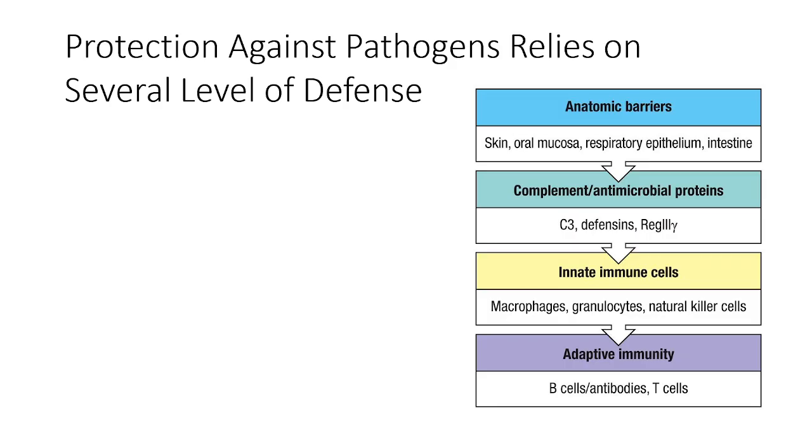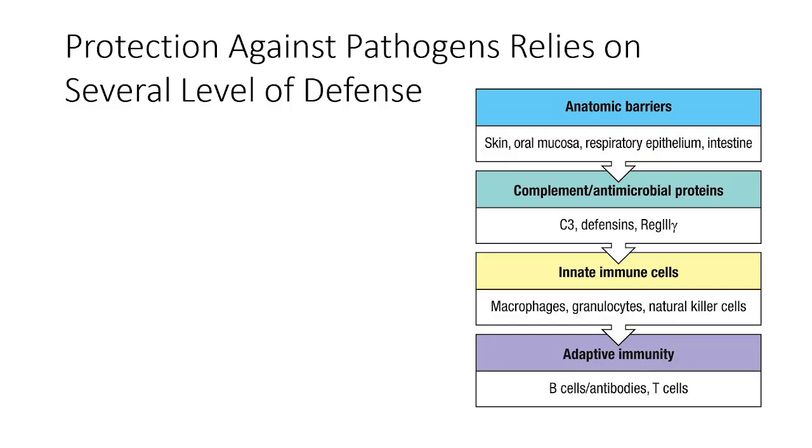Okay. So the protection against pathogens relies on several lines of defense: you have the anatomic barriers, the complement antimicrobial proteins, the innate immune cells, then the adaptive immunity. Mostly what we need to know is the functions of these. Anatomic barriers are the first line of defense. They act as physical and chemical walls that prevent the pathogens from entering the body's internal environment, like the skin, oral mucosa, the respiratory epithelium and the intestine.